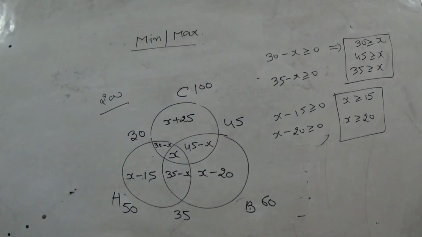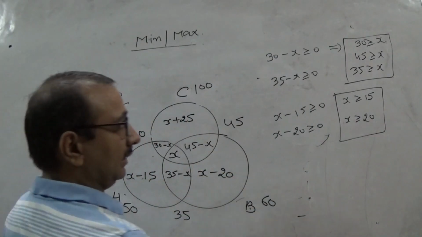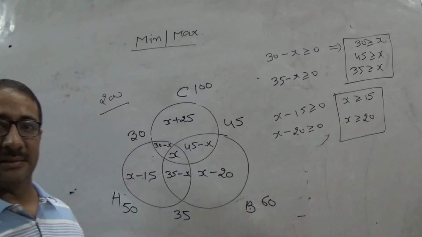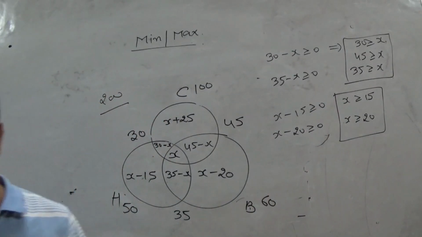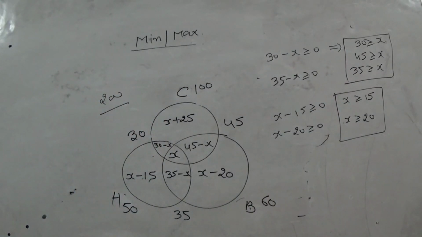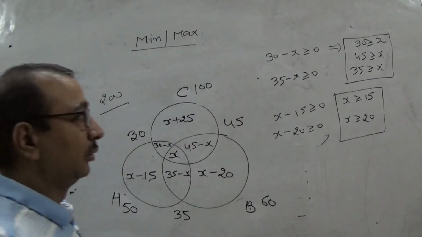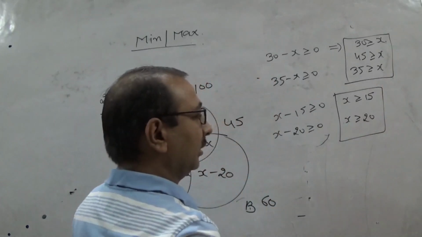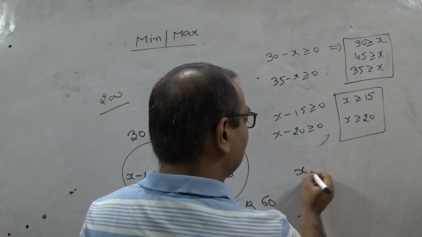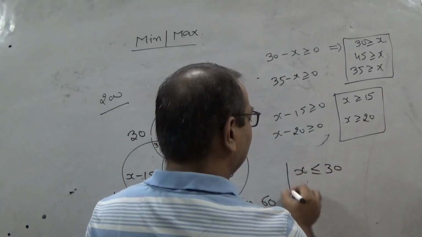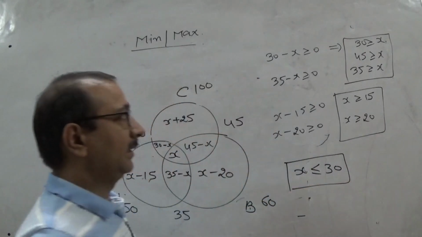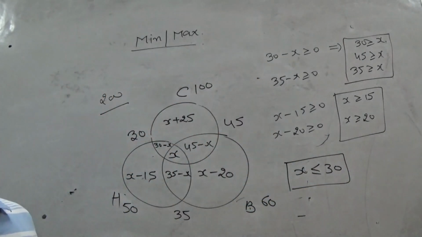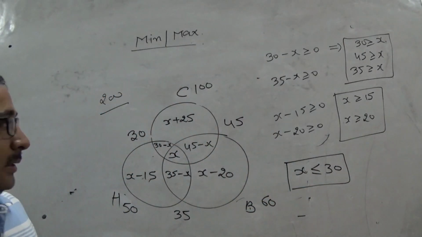ठीक है? अब देखिए, if I say 30 is greater than or equal to x, 45 is greater than or equal to x, 35 is greater than or equal to x, right? And we have to comment for x. ठीक है? So it means we have to go for a common value that is going to satisfy all three. So I can say x is to be less than or equal to 30 because this interval is a common interval. It is going to satisfy all the values. x is less than or equal to 30.